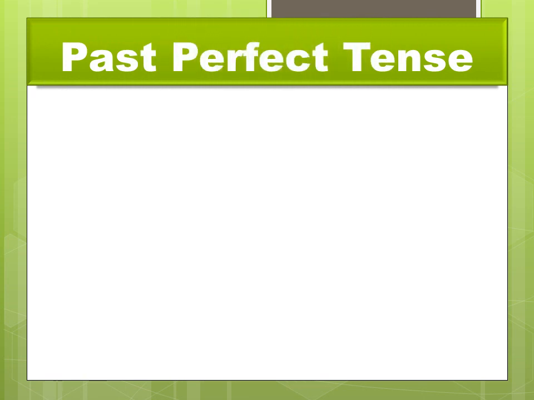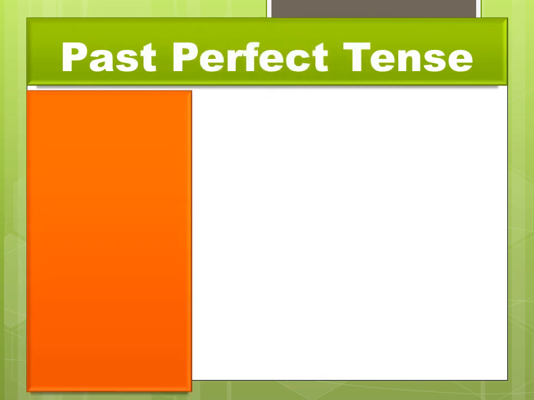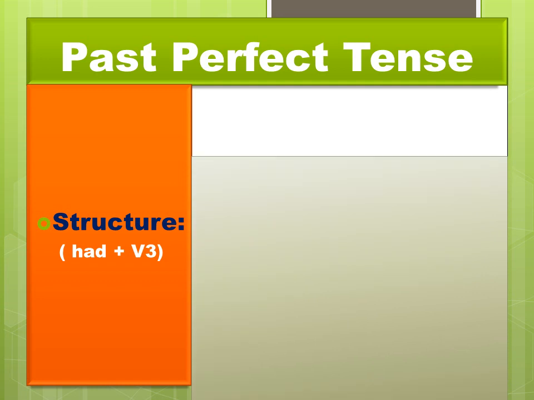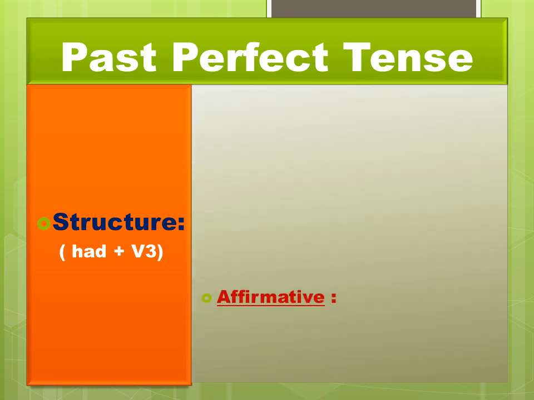The past perfect is a verb tense which is used to show that an action took place once or many times before another point in the past. The past perfect is formed using the structure had plus past participle. Now let's see an affirmative statement.